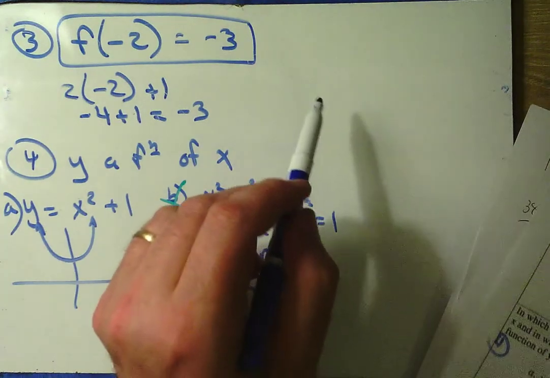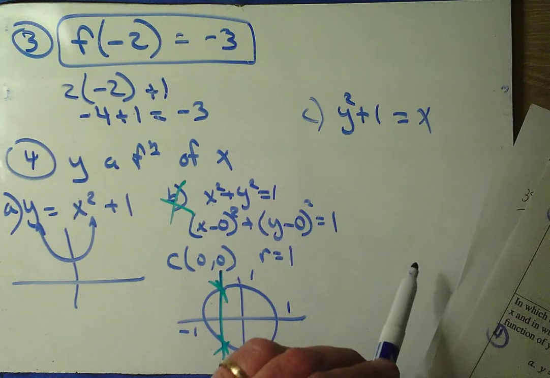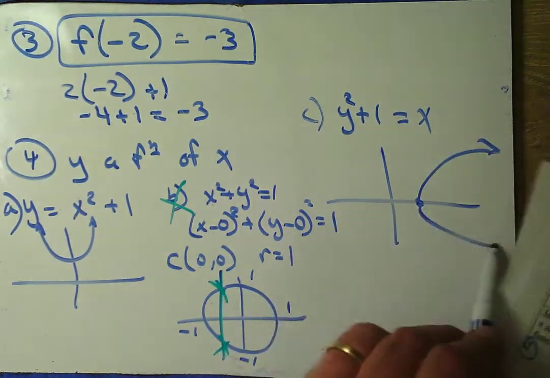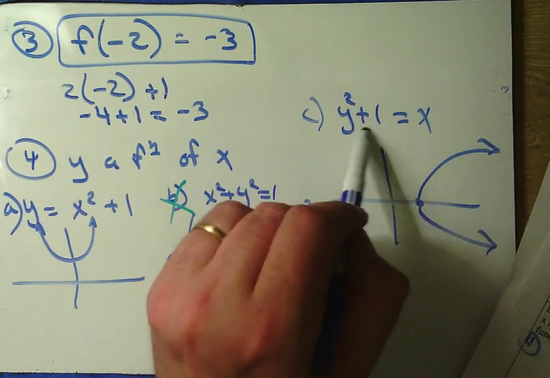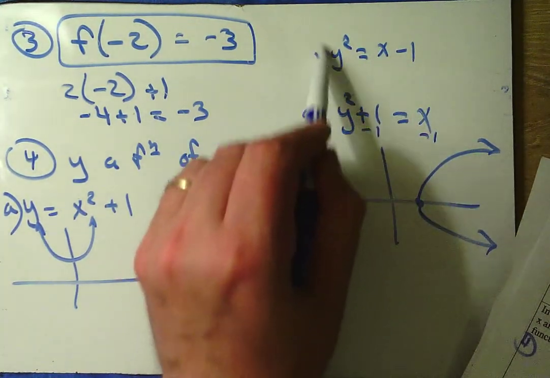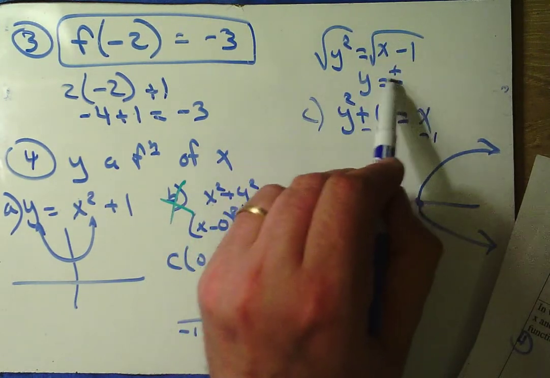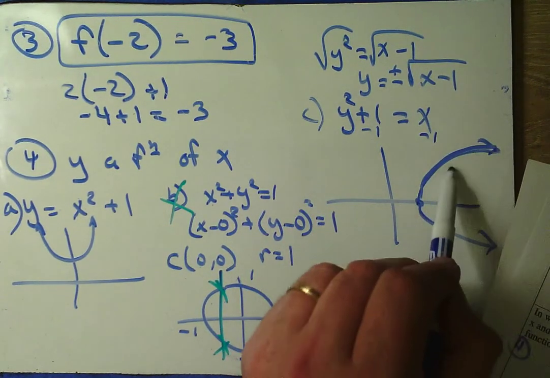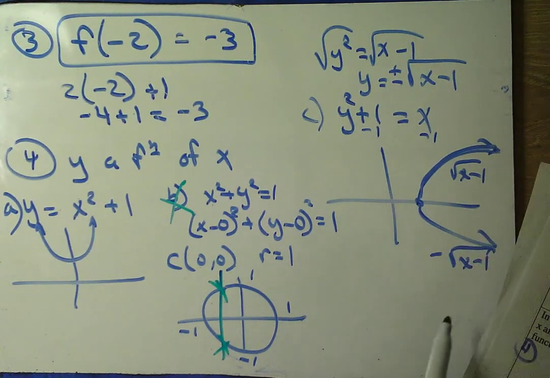What about C, y squared plus 1 equals x? Well, y squared plus 1 looks like this. And if you're not sure, you could always subtract 1, get y squared equals x minus 1, and then take the square root of both sides. Remember, when you take the square root of both sides, you have to remember the plus and minus. Here's positive square root of x minus 1, and here's negative square root of x minus 1.